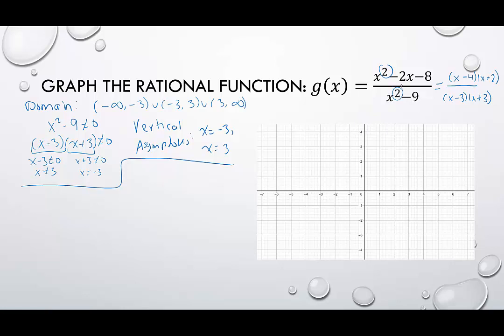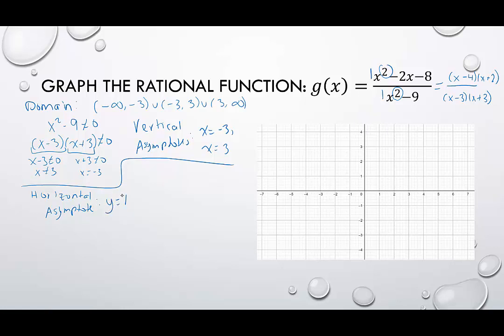Since they have the same degree, that means we look at the leading coefficients. So the leading coefficient of the numerator is 1, the leading coefficient of the denominator is 1, so there will be a horizontal asymptote, and that horizontal asymptote will be at 1 over 1, which we can just say is 1. Now I'm saying 1, but really I'm going to write an equation. So the horizontal asymptote is y equals 1.